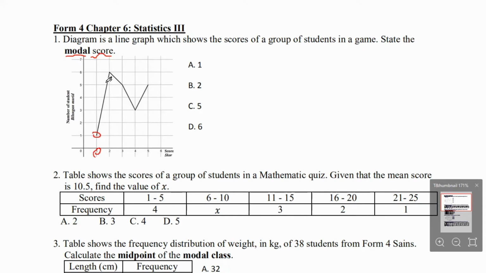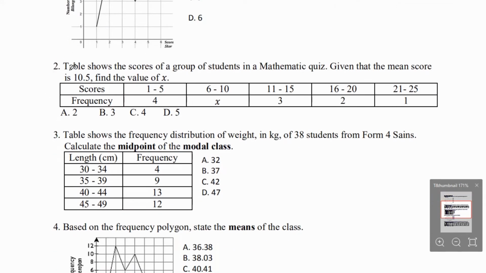Score 2, you have 6 students. And 5 students score 3. 3 students score 4. And 5 students score 5. So the highest frequency is 6. And these 6 students scored 2 marks. Therefore, this 2 is the modal score, because 2 has the highest frequency. So the answer for number 1 is B.